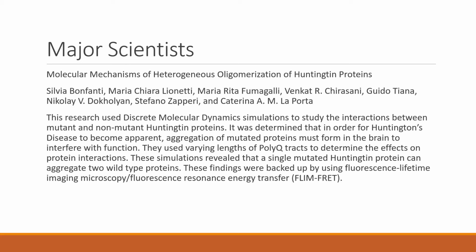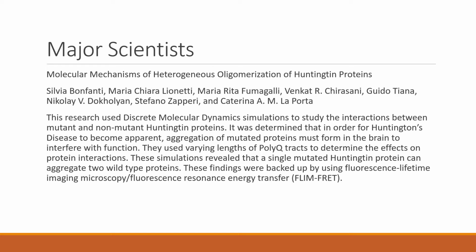The second resource I used was molecular mechanisms of heterogeneous oligomerization of Huntingtin proteins. The researchers of this paper focused on the interactions of mutant Huntingtin proteins and non-mutated Huntingtin proteins. To do this, they used discrete molecular dynamics simulations which follow protocols designed for potential energy calculations based on molecular collisions. This allowed them to create more realistic scenarios of molecular interactions to understand the aggregation of Huntingtin protein molecules.